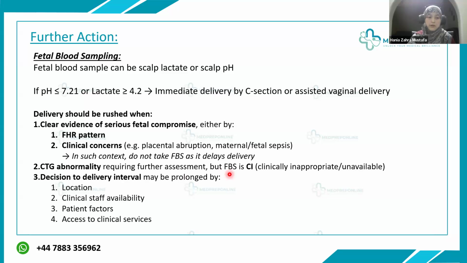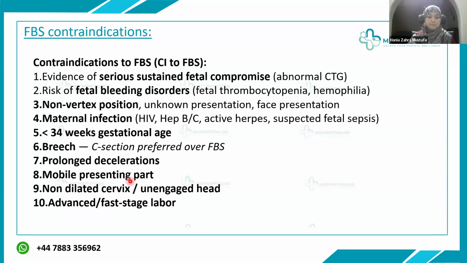If there is any CTG abnormality that requires further assessment, but fetal blood sampling is contraindicated, what are the contraindications of fetal blood sampling, that I will tell you in the next slide. But if there is any CTG abnormality and fetal blood sampling is contraindicated, you will definitely go for immediate delivery. And if the decision to delivery interval is prolonged, then you will definitely go for immediate delivery because it will compromise your patient.